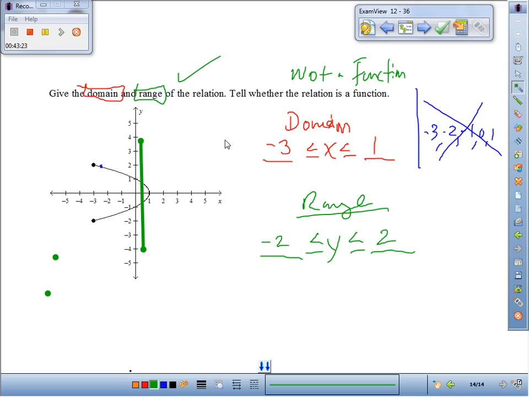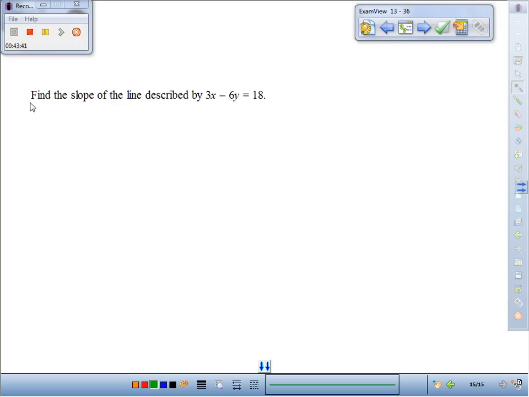So once again, this is a 2-part question. Number 1, domain and range. And number 2, is it a function? No, not a function. Okay? Number 13. Here we go. Find the slope of the line described by 3x minus 6y equals 18.